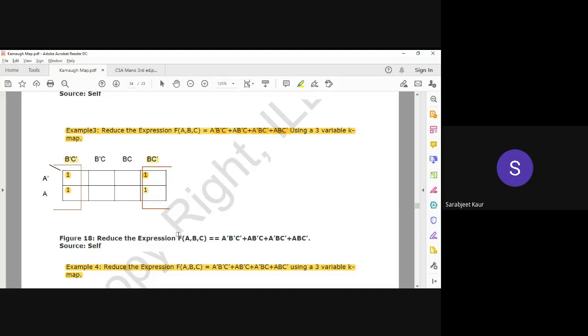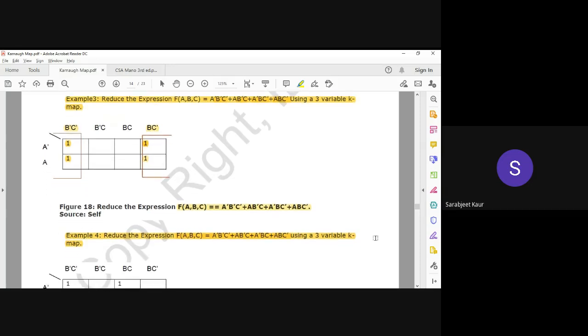So, please solve this question now. This question, Example 4.